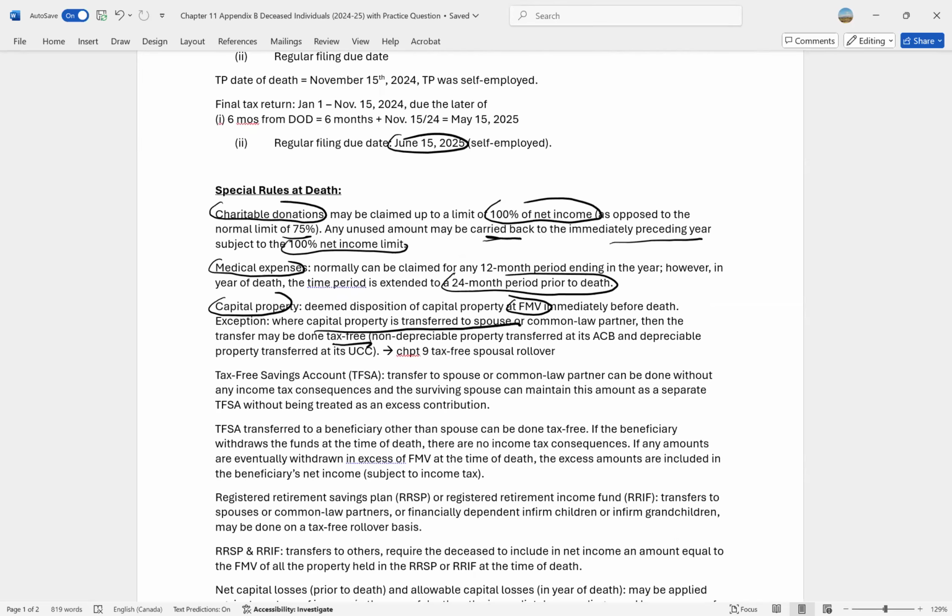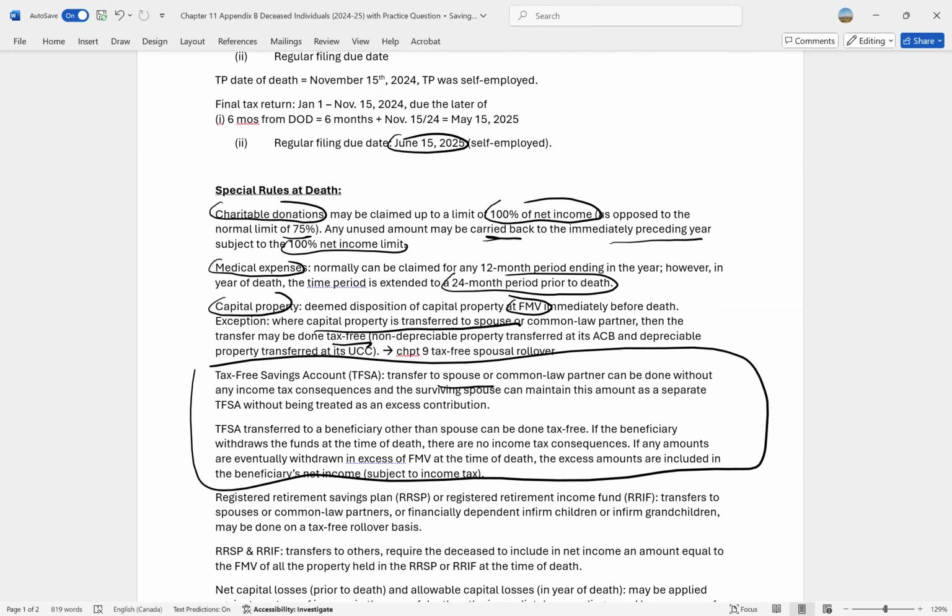What about your TFSA, your tax-free savings account? It can be transferred to your spouse without any income tax consequences. And the surviving spouse can maintain that as a separate account. So it's not going to impact the surviving spouse's own contributions. Remember, there's a certain amount that can be contributed each year. If one spouse passes away and the surviving spouse now owns the deceased spouse's tax-free savings account, that will not impact their own contributions that they get to make every year as well.